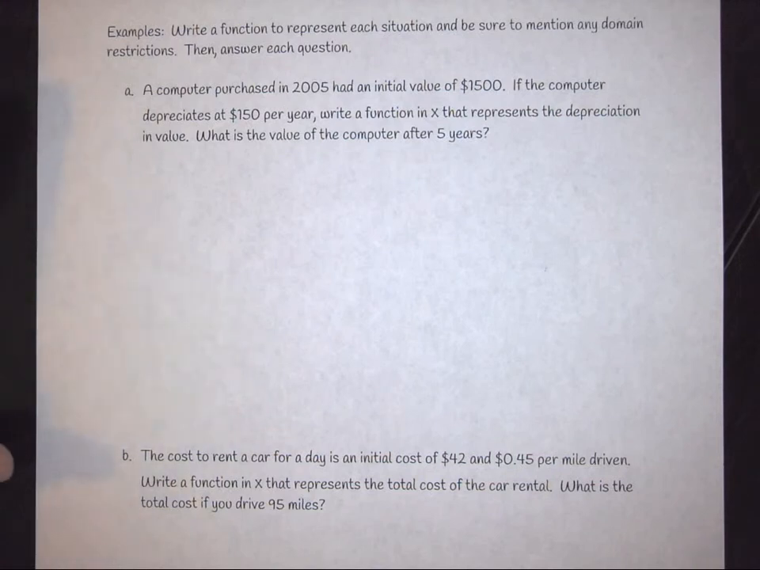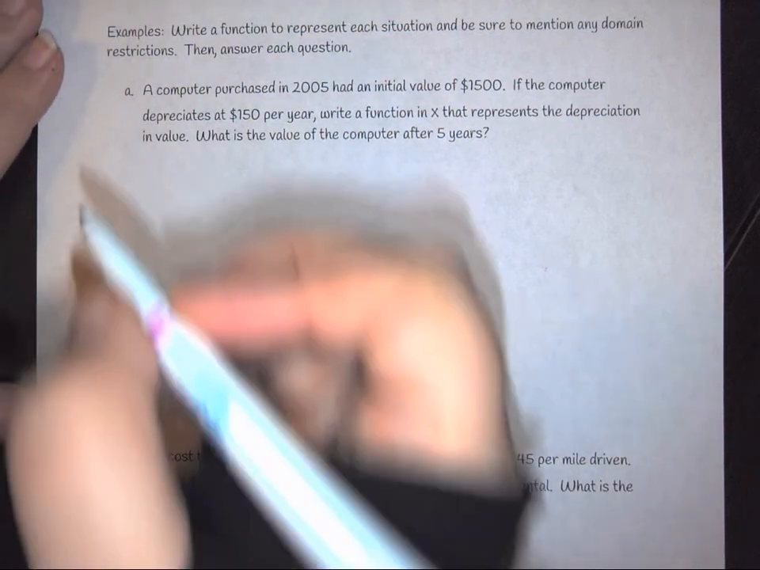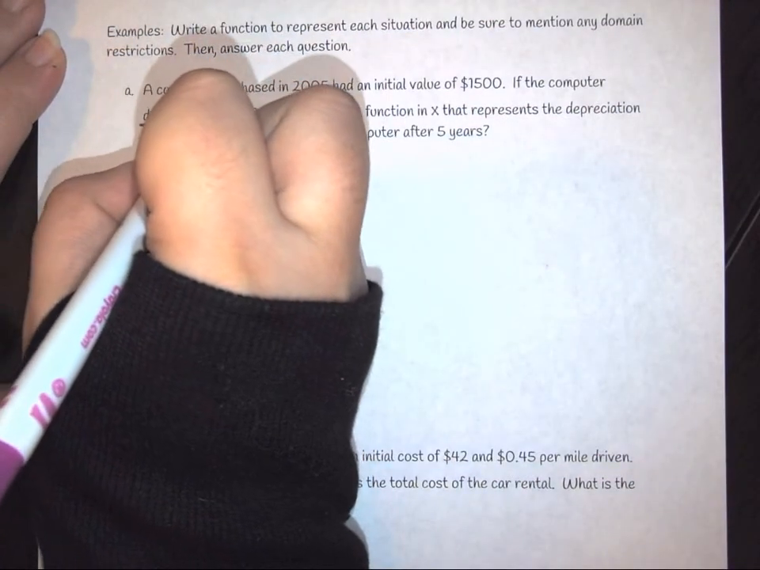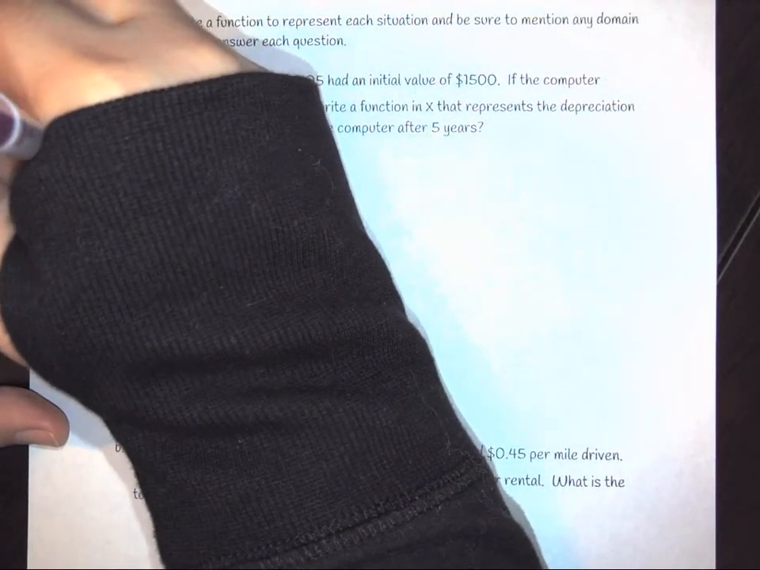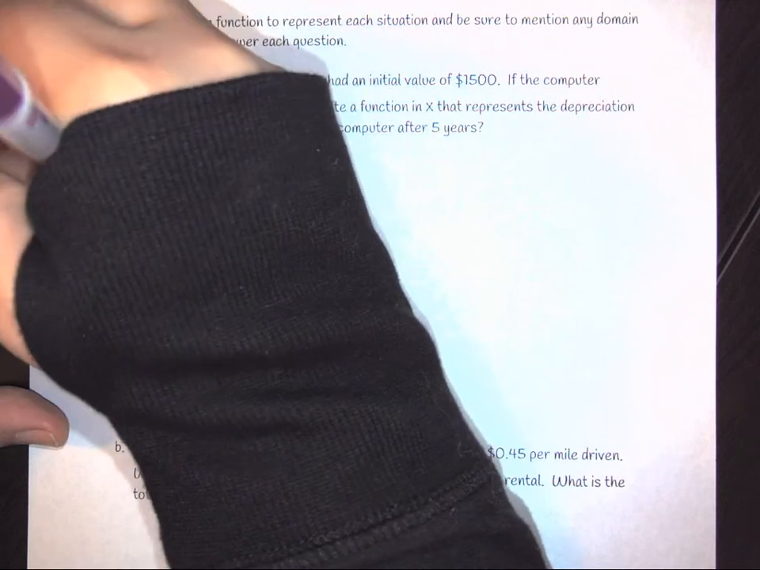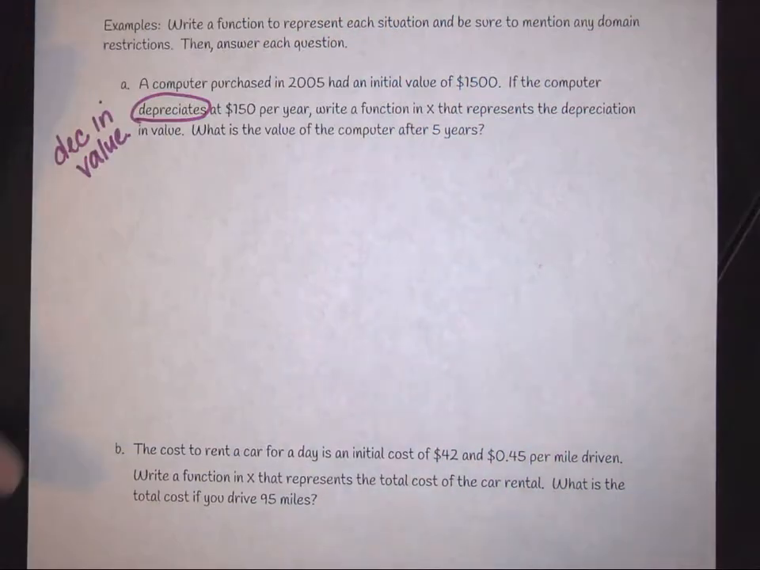So for example, a computer purchased in 2005 had an initial value of $1,500. If the computer depreciates at $150 per year, write a function in x that represents the depreciation in value. And then what is the value of the computer? So the first thing that we need to note is we have a word here that tells us a lot: depreciate. Depreciate essentially means that we are going to decrease in value. Now this tells you a lot because this gives you your sign.